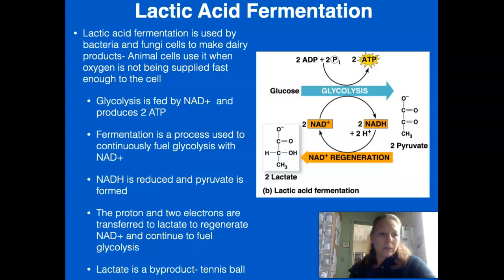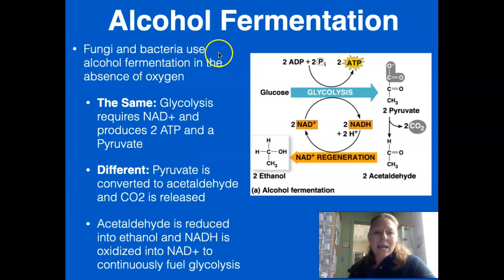And here, fungi and bacteria use alcohol fermentation, and this is very similar. So here we have glucose going through glycolysis, 2 net ATP with the product of 2 pyruvate. But then here we can see that the carboxyl group is going to be released as carbon dioxide. So carbon dioxide is produced in alcohol fermentation.